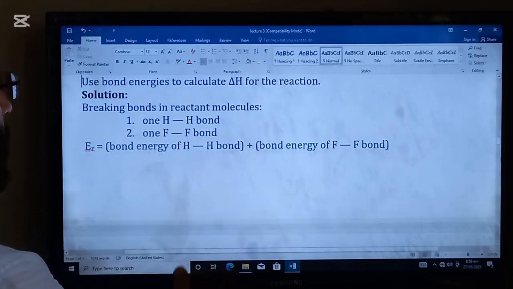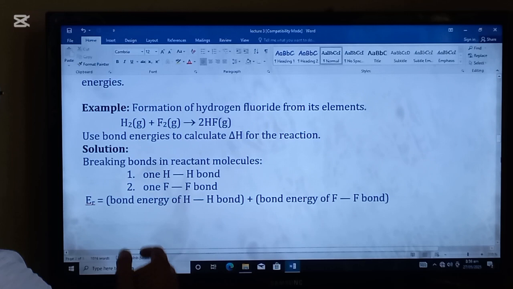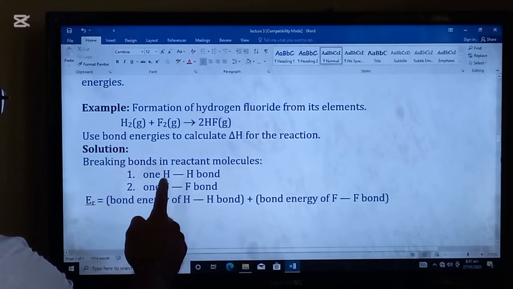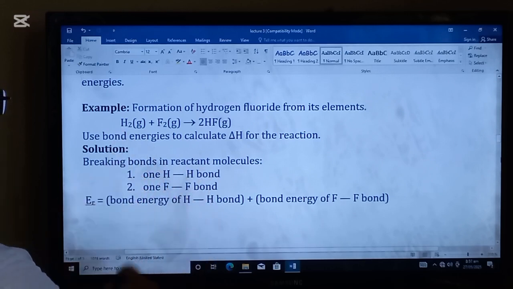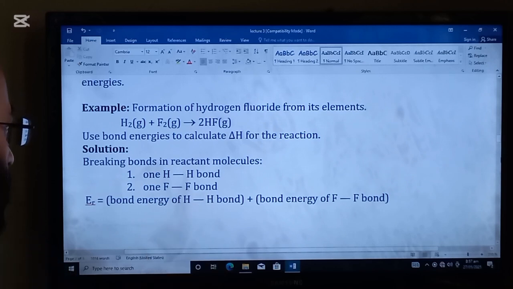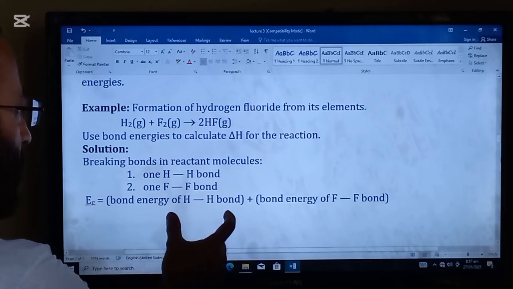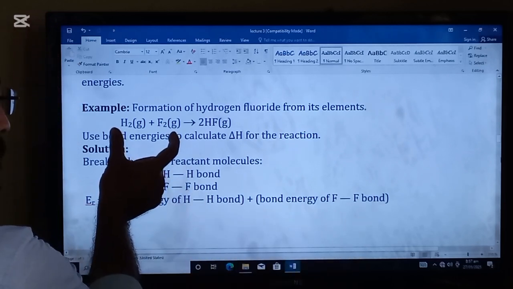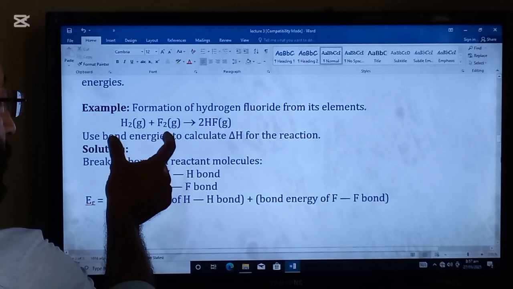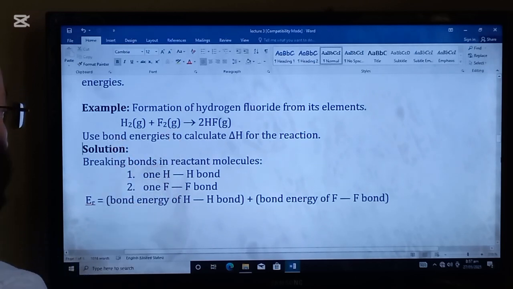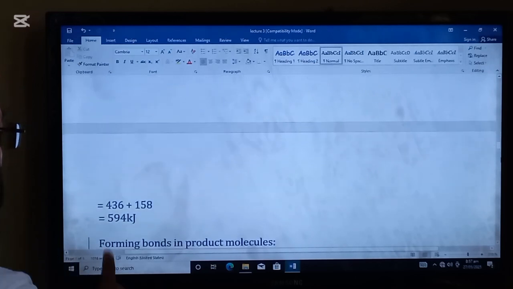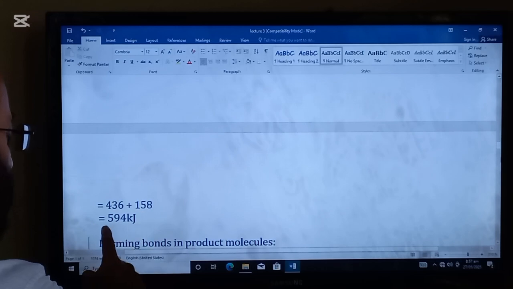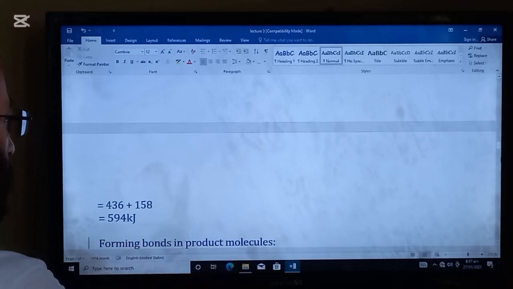Breaking bonds in the reactant molecules. One H-H bond will be broken, one F-F bond will be broken. So the heat energy required is the bond energy of the H-H bond plus the bond energy of the F-F bond. These are the bond breaking energies that are required. So 436 plus 158, we will solve it on the calculator. That will give the answer 594 kilojoule.